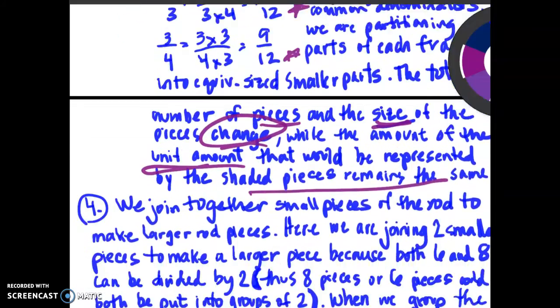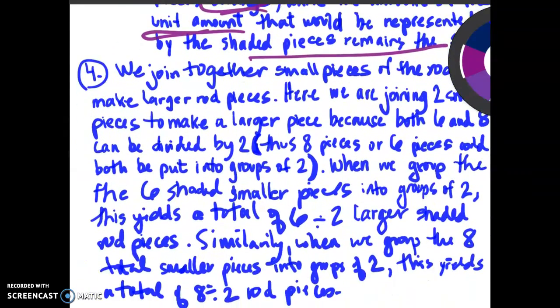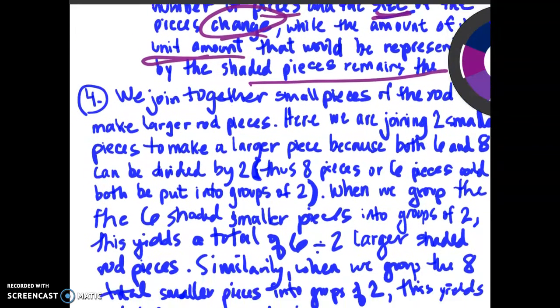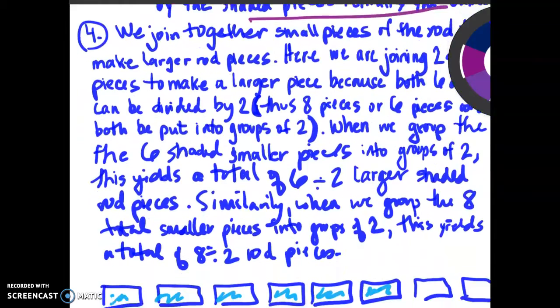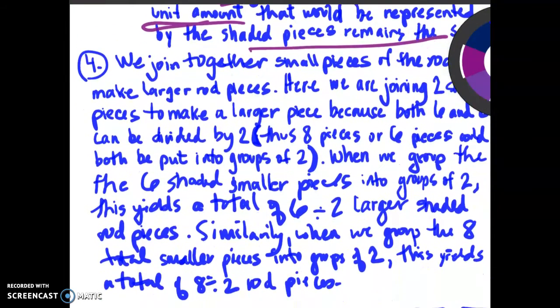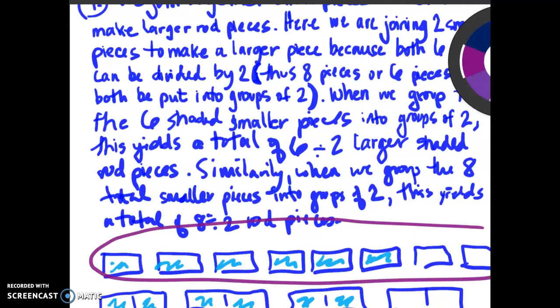So lots of misconceptions can be built here, so that's why we try to rely on math drawings to really help conceptualize these ideas. So when we join together small pieces of the rod to make larger rod pieces, that's going to help here. So here we're going to join 2 smaller pieces to make a larger piece, because both 6 and 8 can be divided by 2. So here you can see that I've got the 8 smaller pieces, or here these 6 smaller pieces.